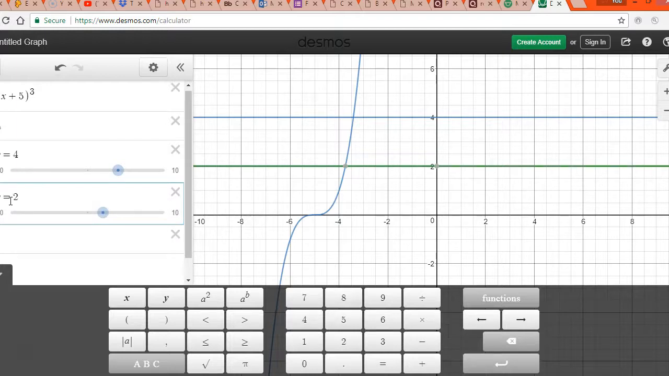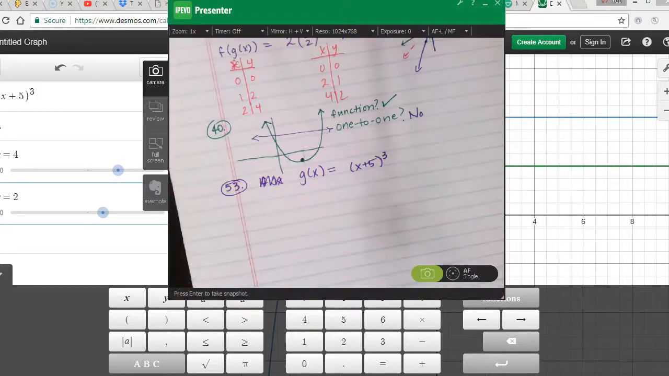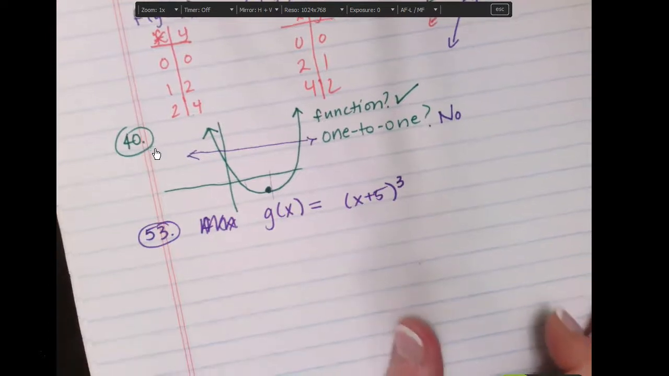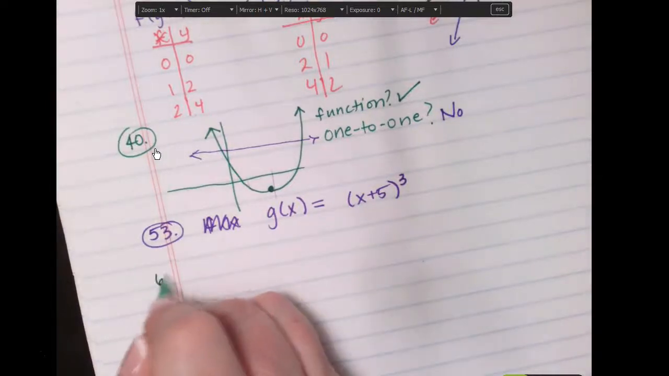So as I draw horizontal lines across my graph, there's no place where it touches twice. So therefore, let's see, what was the question again? Number 53. Therefore, it's one-to-one, and thus it has an inverse. Notice it doesn't say you have to find the inverse. So that's nice.